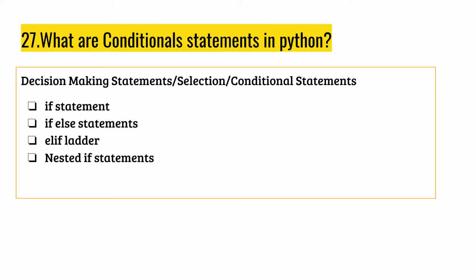Here the next question is, what are the conditional statements available in Python? It includes four different types of conditional statements: if statement, if else statement, elif later, which means else if ladder, and nested if statements. Let me start with the if statement. An if statement deals with only one condition. If the condition is true, the indented block next to the if statement is executed, or else the next line will be executed in linear order.